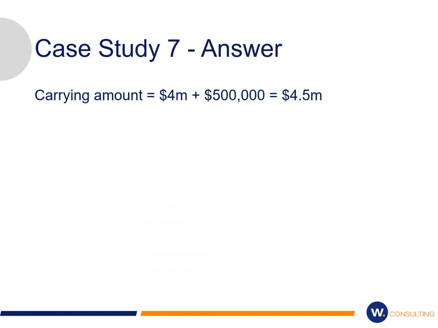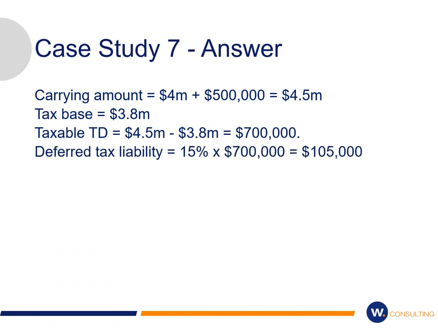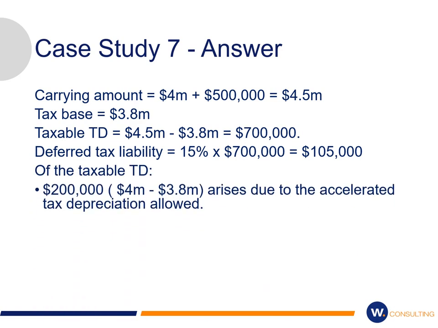So carrying amount, correct, 4 million is the carrying amount. We've revalued it to 4.5. Tax base is 3.8. Our taxable temporary difference is 4.5 less 3.8. Now, we need to be careful here because that 700,000 arises from a couple of things. There's a part that arises from just the cost less the tax base, which is obviously the 4 million less the 3.8. And then there's a part that arises from revaluation, which is the full 500,000. The deferred tax liability correctly is 105,000, but we need to split it.